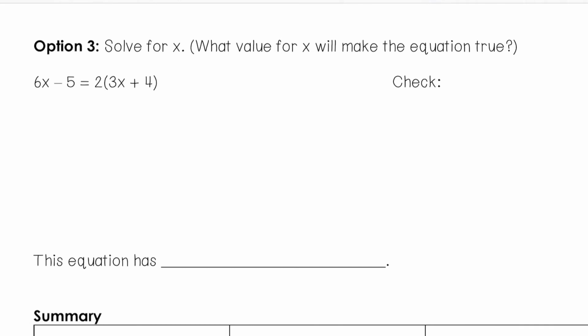Now we're going to examine the last possibility for the number of solutions to linear equations. So when I try to simplify this equation, on the left side, there's nothing for me to combine, so I move to the right side. I do need to distribute that too.